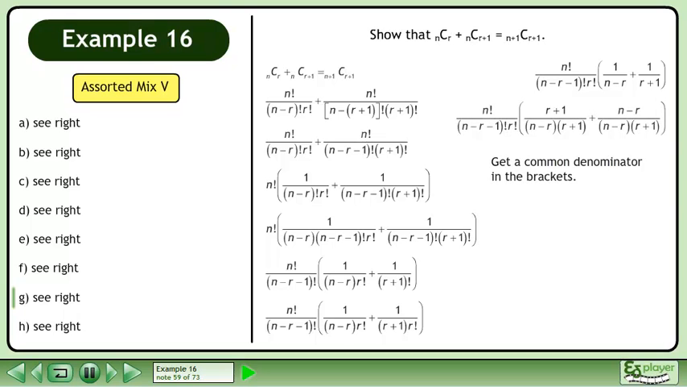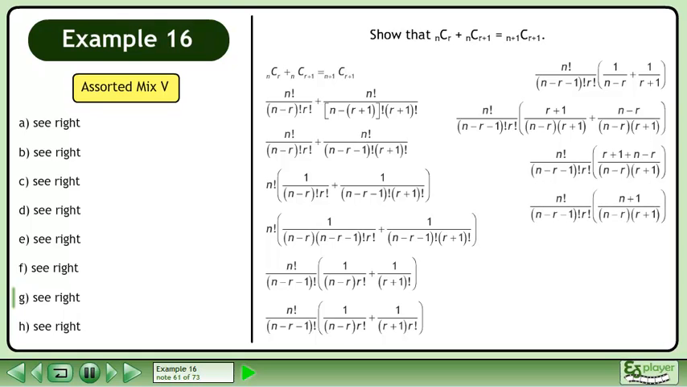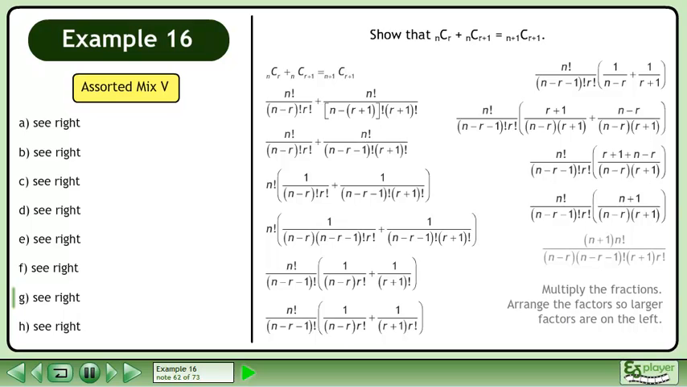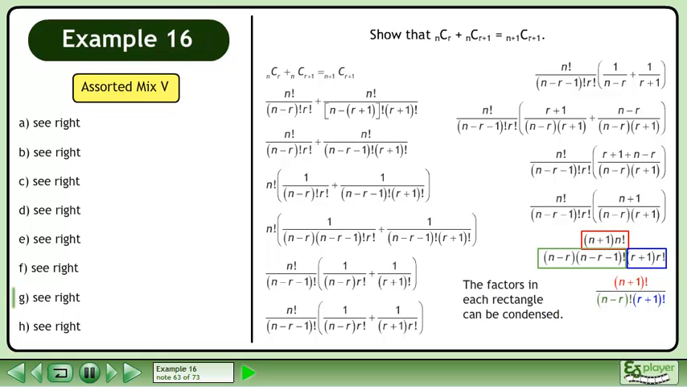Get a common denominator in the brackets. Add the fractions. Simplify. Multiply the fractions. Arrange the factors so larger factors are on the left. The factors in each rectangle can be condensed. By the combination formula, we can write the fraction as n plus 1 choose r plus 1.